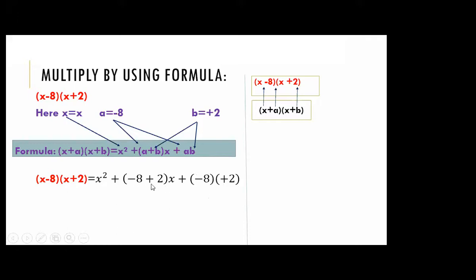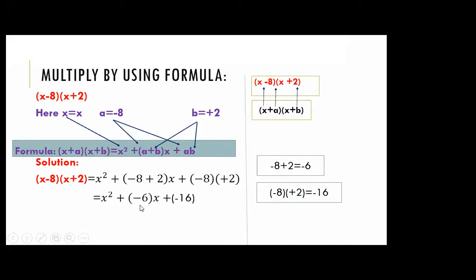In the next step we are going to add these two numbers. We get minus 8 plus 2. When the negative number is greater, the answer is negative. So here we get the minus sign. 8 minus 2 is 6. Okay, what about this? Minus times plus, minus 8 into 2 is 16. So here we get x square plus minus 6x minus 16.